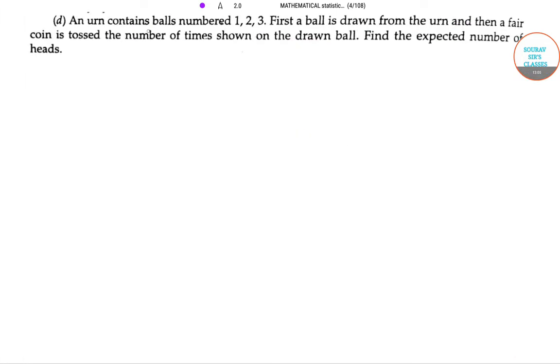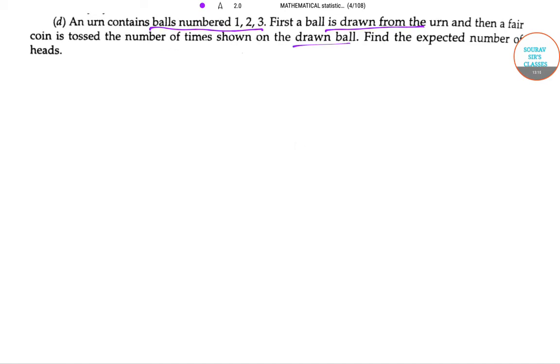An urn contains balls numbered 1, 2, 3. First a ball is drawn from the urn, and then a fair coin is tossed the number of times shown on the drawn ball. Find the expected number of heads.